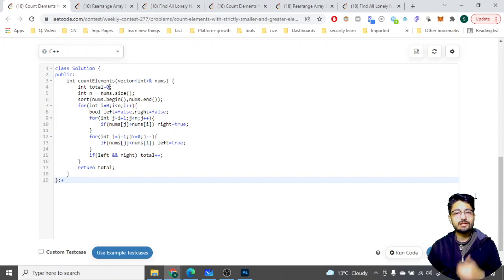This is the total, how many numbers are there that follow that property. Now this is n, sort this whole array, moving from left to right. False means that till now I've not seen any number that is smaller or greater on the left and right side, so that is false.